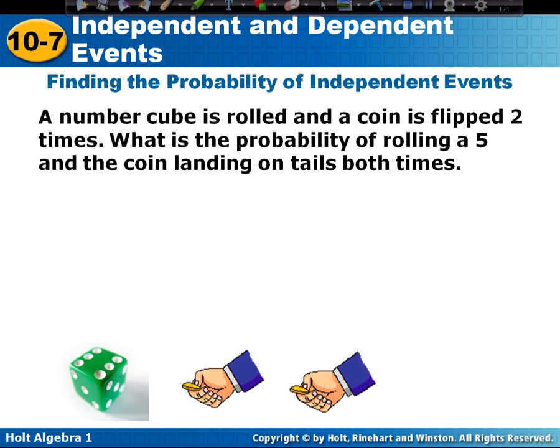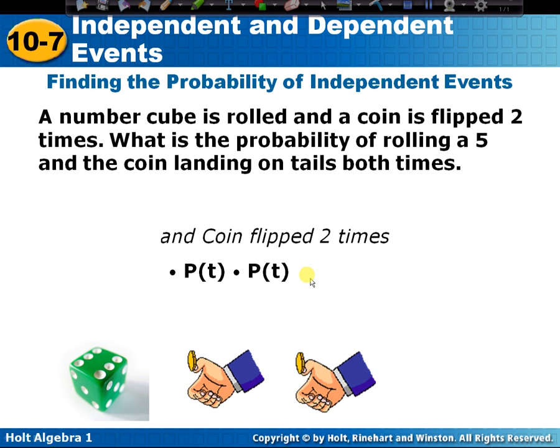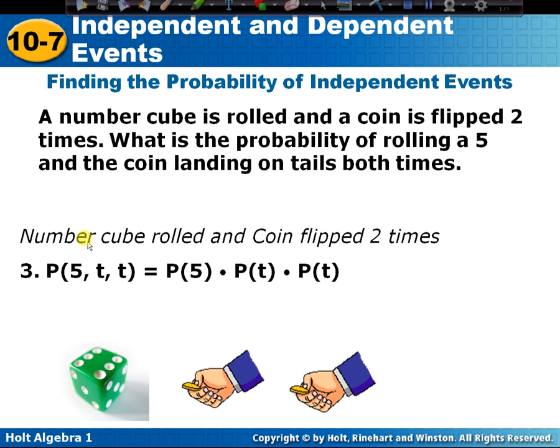The die has 6 sides. I want to know what the probability of rolling a 5 is. The coin has 2 sides. We need to know what the probability of flipping tails is. Go ahead and write this down. Number cube rolled and coin flipped 2 times, and then write number 3, P for probability, open parentheses 5, comma T for tails, comma T for tails, close parentheses, equals P5 times PT times PT.